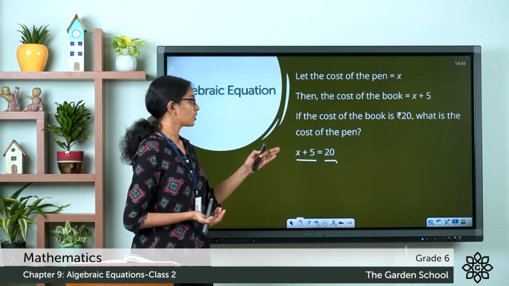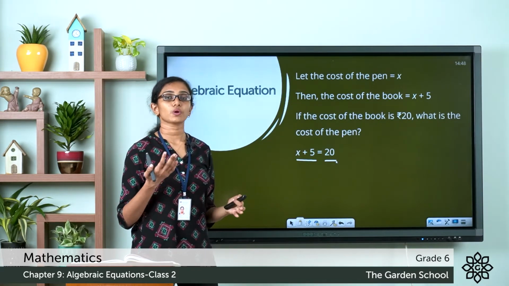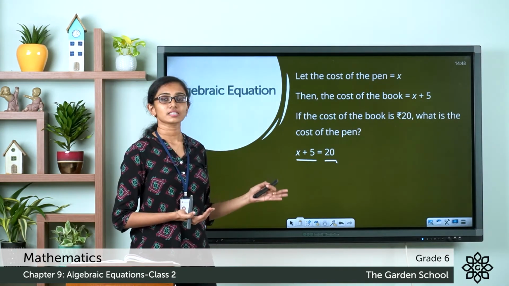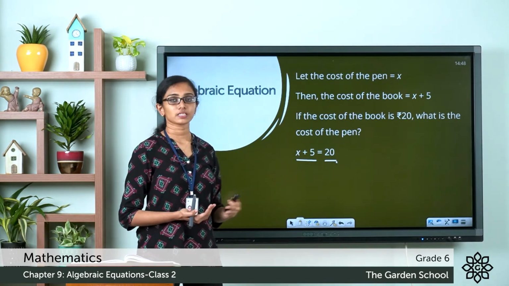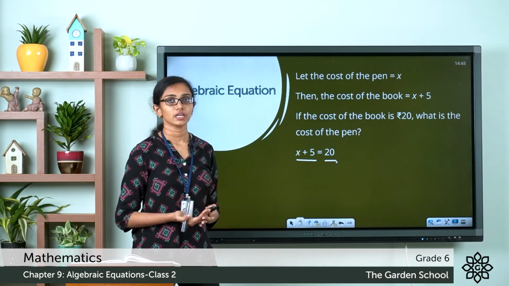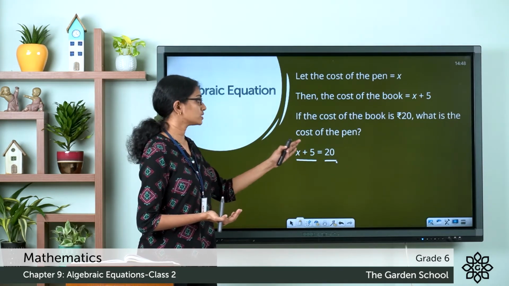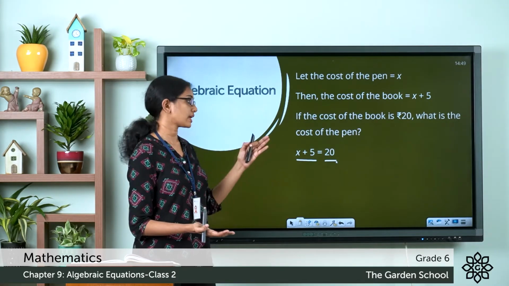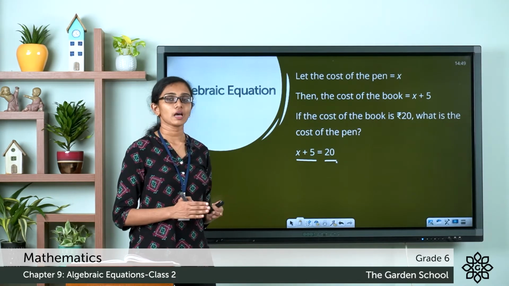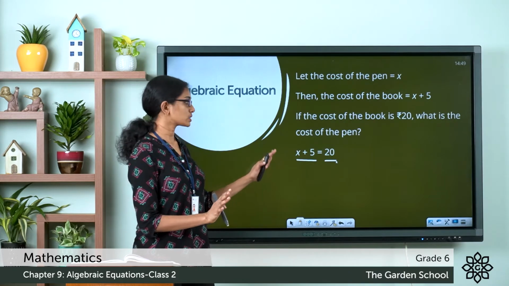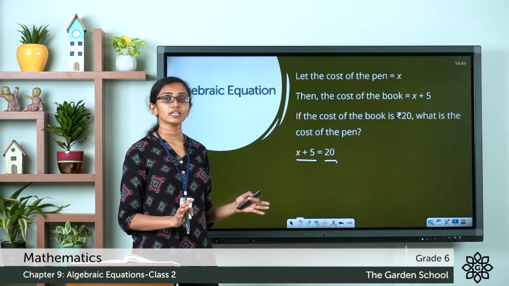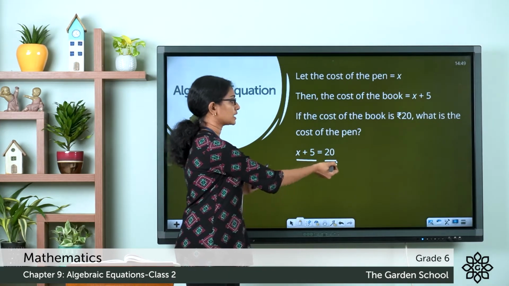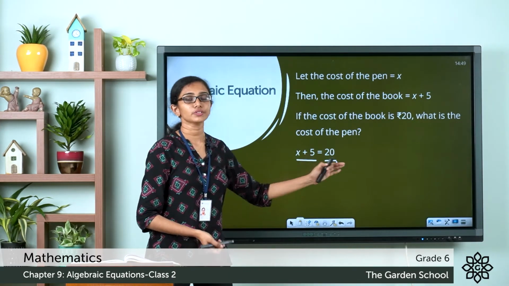Now, here we are asked to find the cost of the pen, which is the value of the variable x. This is an equation in the variable x. We need to solve for x. We need to find a solution for this equation. So how can we find the value of x here? Let's apply different values for this variable x and see if any value satisfies this particular condition, that is x plus 5 is equal to 20.